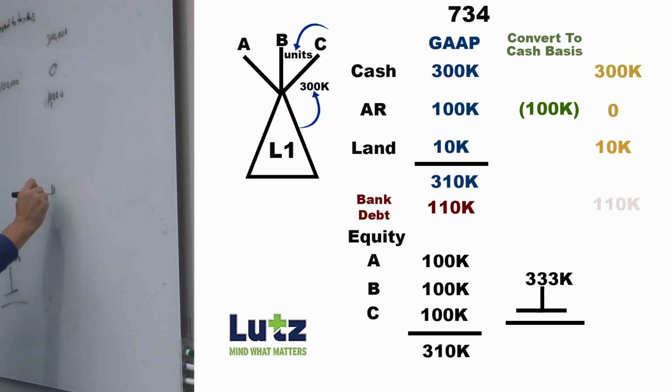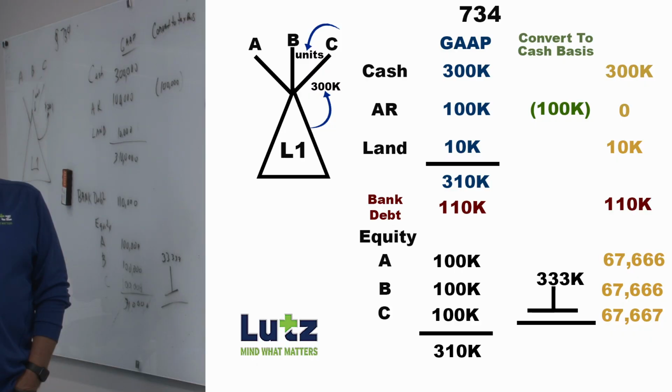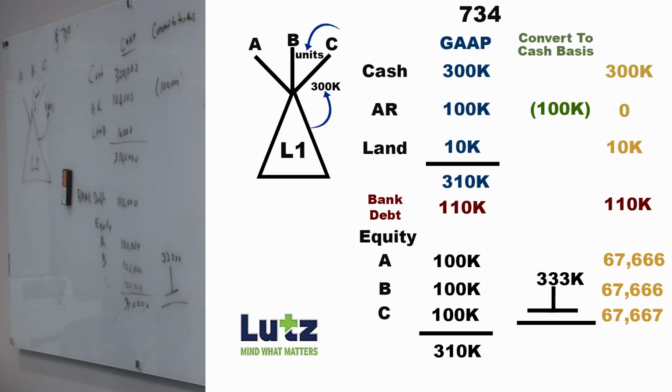Okay, and this is 110. And I got 67,666, right? Is that right? Why is that one? That's 310. Why am I off? It's 410. That's 410. Why am I off? What am I missing?